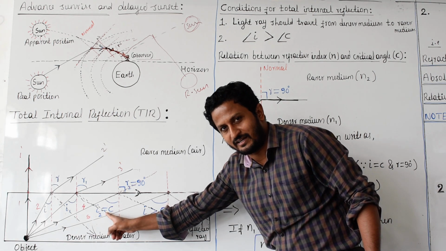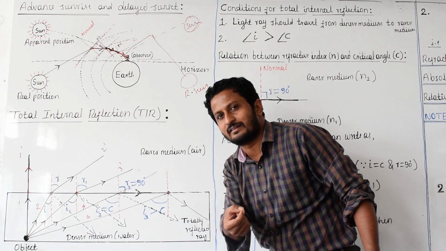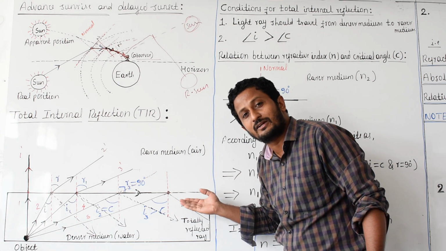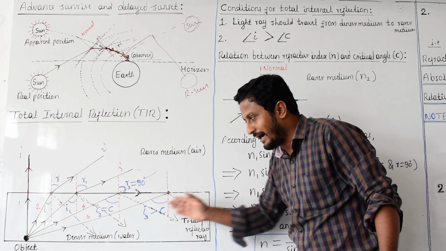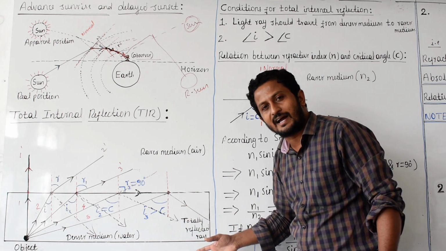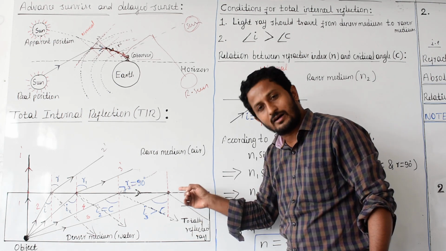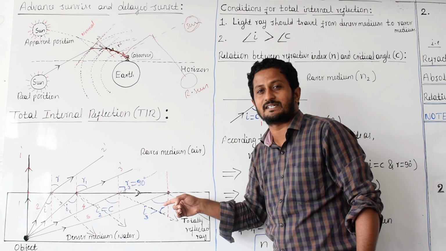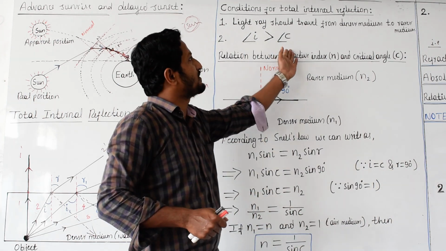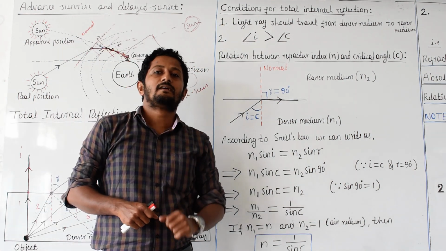See, for this particular critical angle, refraction becomes 90 degrees. If you further increase the angle of incidence a little, the angle of refraction also increases, and then the light looks totally bounced back into that denser medium only. So at that time, we say that light is totally reflected back, which we call TIR, total internal reflection. So to get this, the angle of incidence in that denser medium should be greater than the critical angle. That is the second condition for TIR. Okay, these two are the conditions of total internal reflection.